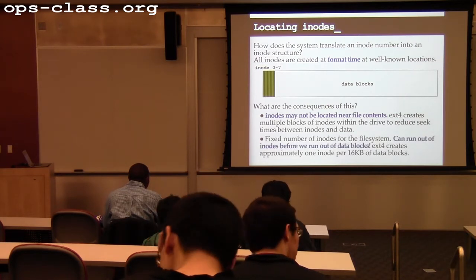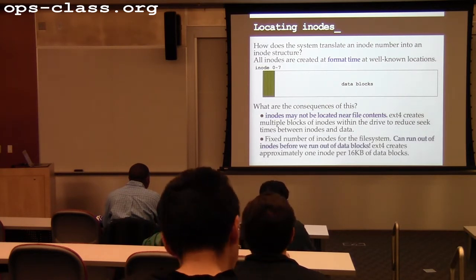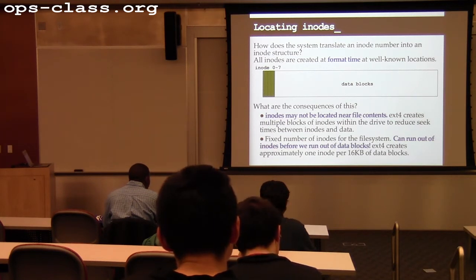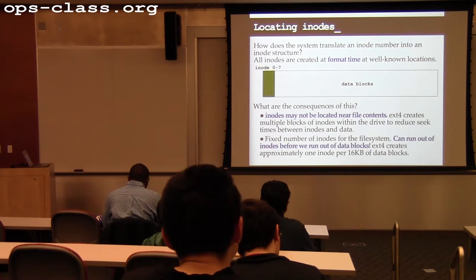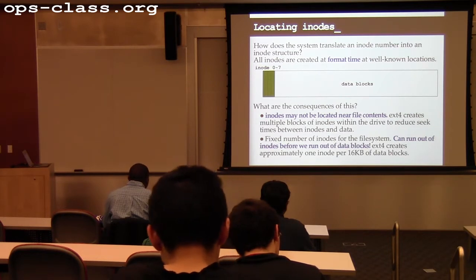And with ext4, the other thing is when you format the system, you create a fixed number of inodes, and if you run out of those inodes, you can't create any more files, even if you have more data blocks on the system. And so file systems try to make assumptions about file sizes so that they can allocate the right amount of metadata.